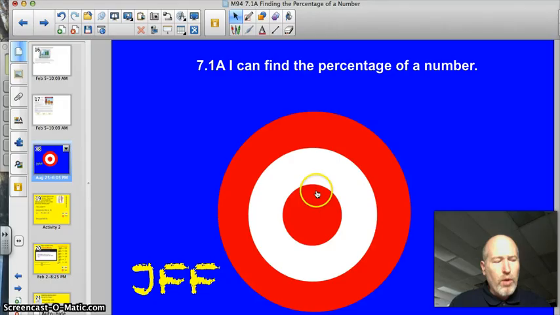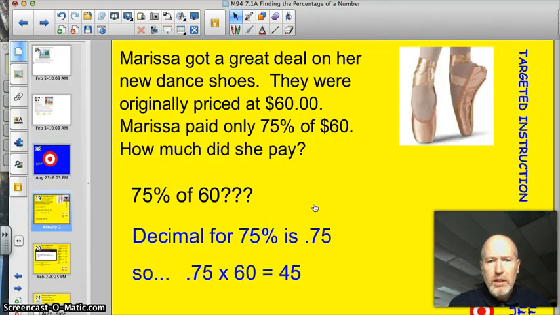Officially, our target is 7.1a. I can find the percentage of a number. Let's do this thing. Here's a real life example of what we're going to do tonight. Marissa got a great deal on her new dance shoes. They were originally priced at $60. Marissa paid only 75% of the $60. How much did she pay?